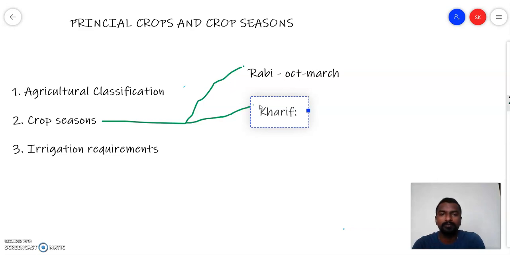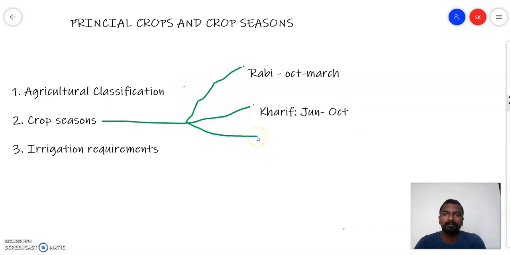So in case of Kharif crops, basically in the month of June or July, sowing is done, and these kinds of crops are generally harvested in the month of October. The example of the Kharif crop can be rice, which requires more water. So based on the seasons, Rabi and Kharif are the main types.